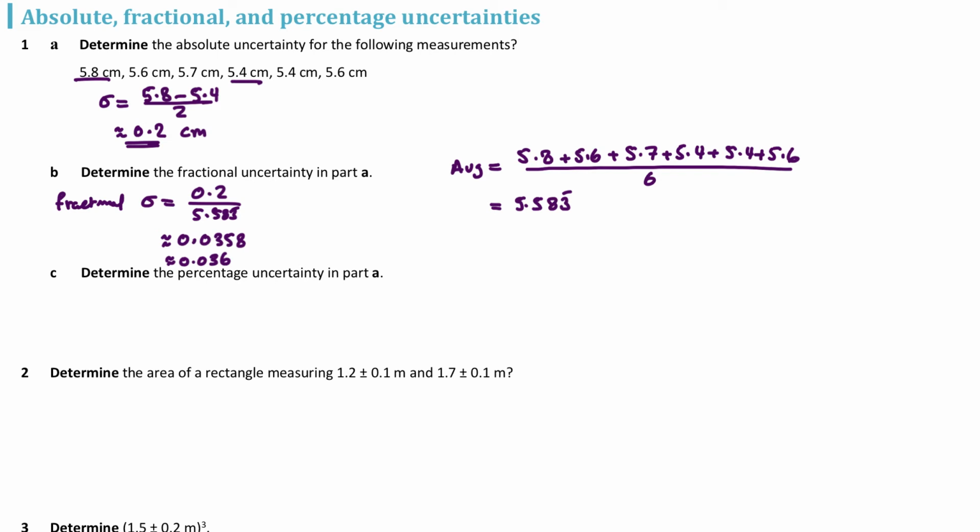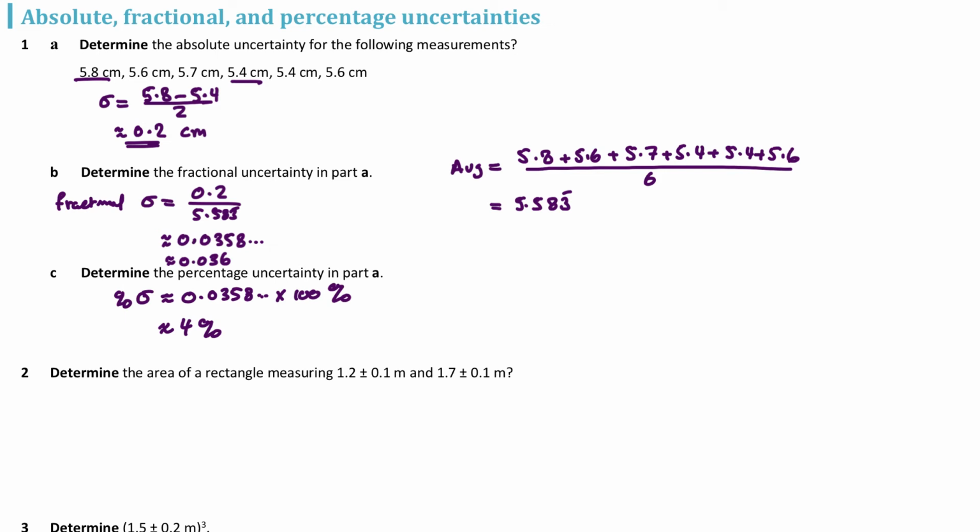For the percentage uncertainty, basically, we have the fractional one. We just multiply it by, so I'll just do 0.0358, the number continues here, times 100%. And we would get 3.6% approximately. I'll just bump it to 4%. That's the approximate percentage uncertainty.